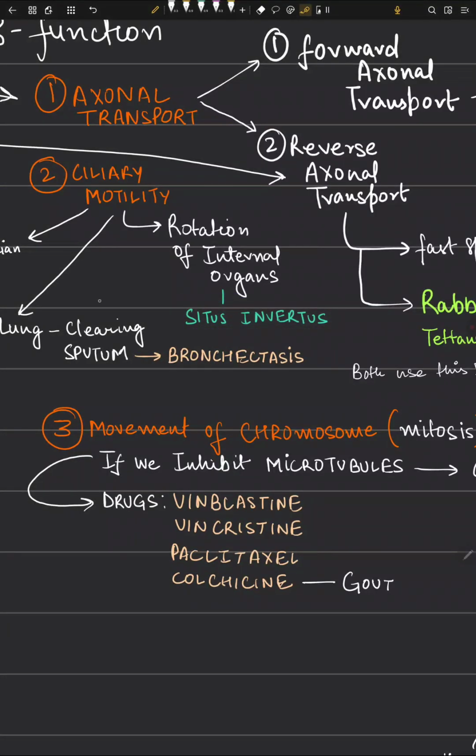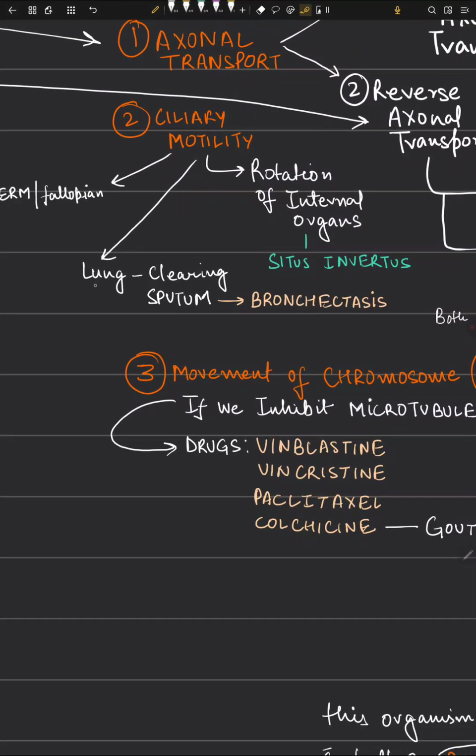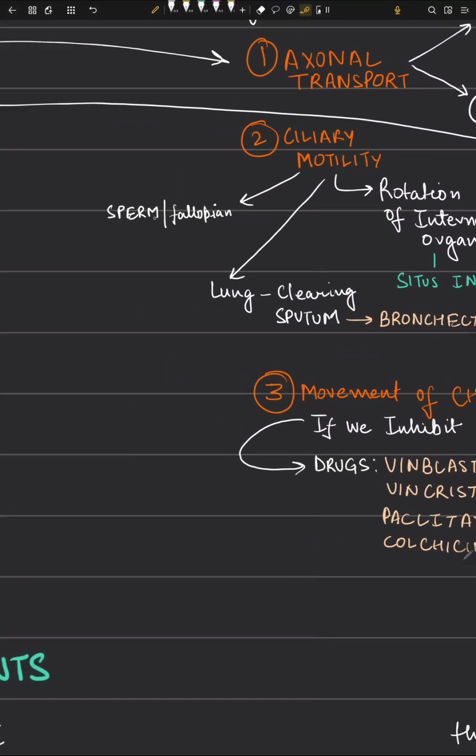Cool. This movement of your organs happens in your embryological age, and this happens with the help of ciliary bodies. What about lungs? In lungs, the sputum is being cleared, and if the sputum is not cleared, we call it bronchiectasis. Ectasis means stays. Broncho means lung. So something is staying inside the lung. What is it? It's sputum. Cool. What about your sperm? The sperm moves with the help of a ciliary body, a filament on the back of it, the tail.